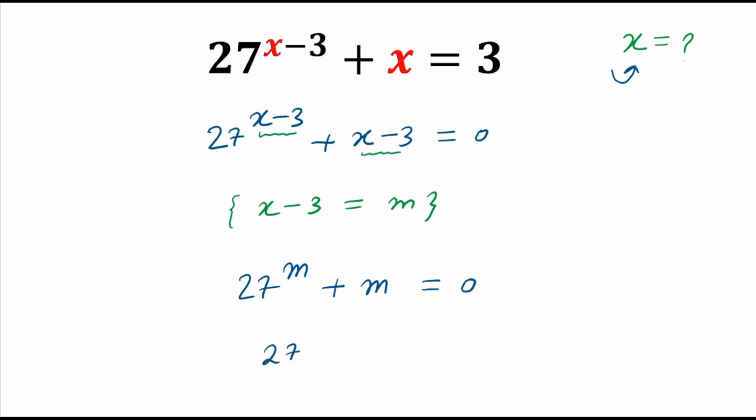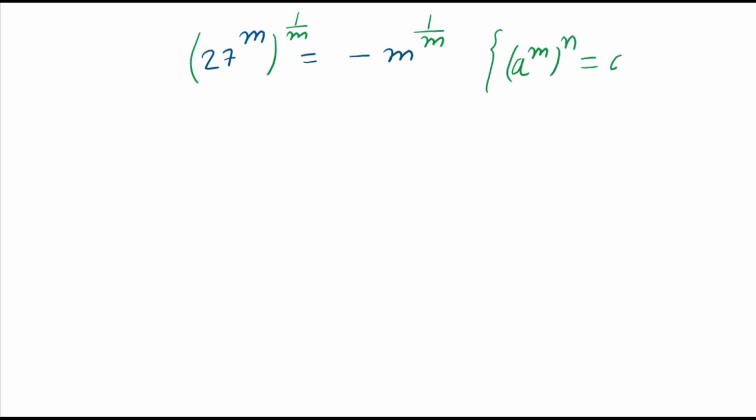Now 27^m equals m; if we take it to the right hand side, then this is -m. So the left hand side 27^m equals -m. Now if we raise both sides to the power 1/m, in the left hand side we will apply the base and exponent rule: (a^m)^n = a^(m·n).